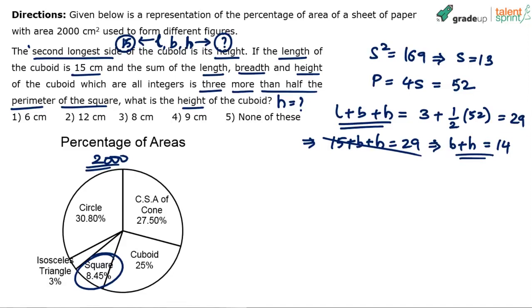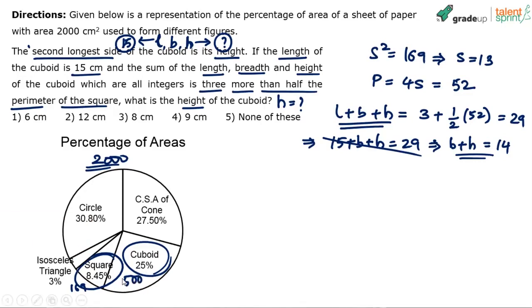You should directly write this step. You should not write all of this in the exam. My explanation takes longer so that all of you can follow it. So B plus H is 14. That's one thing that we know. What else do we know about the cuboid? The other thing is the surface area of the cuboid is 25% of 2000, which is 500, not 5000, sorry. So this is 500.